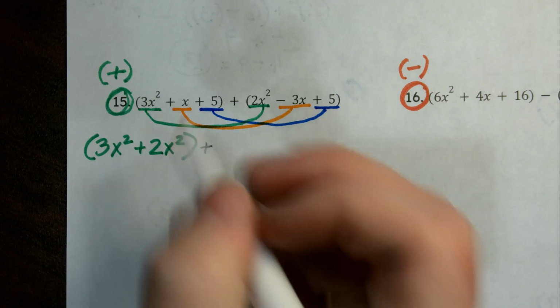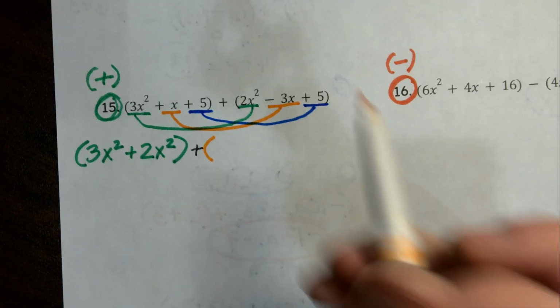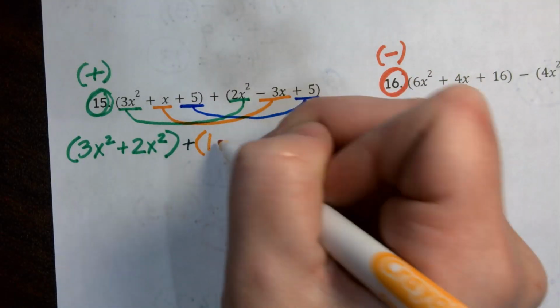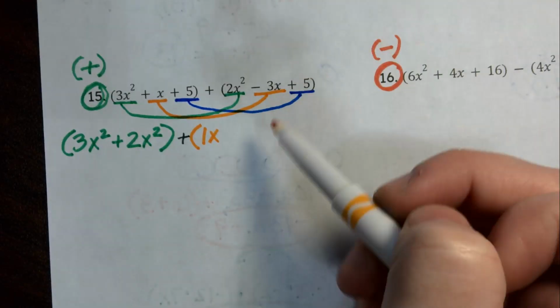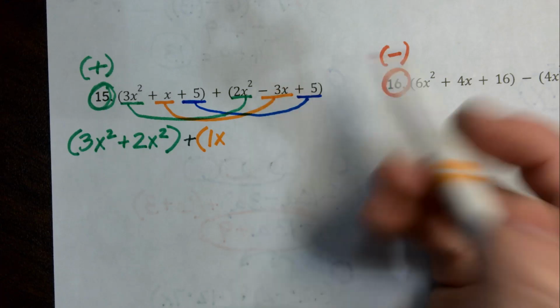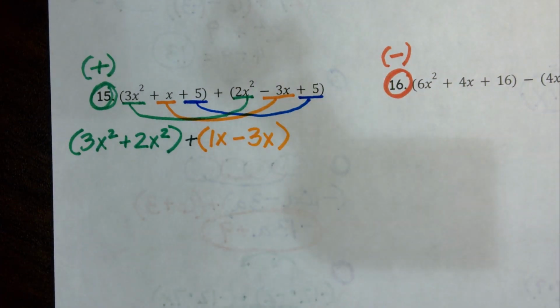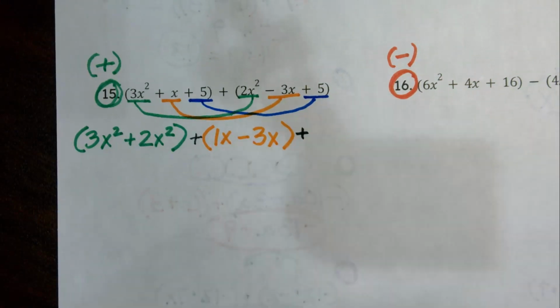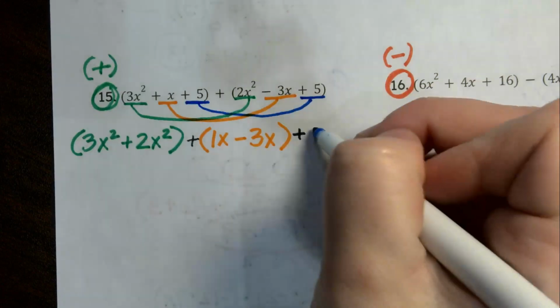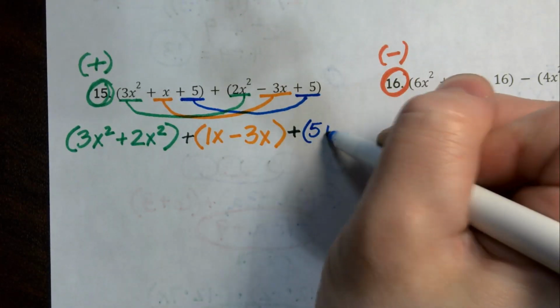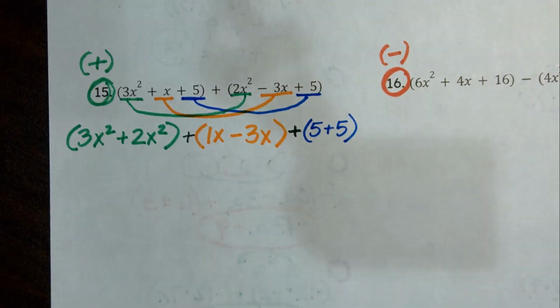Next set of terms. I've got x, or we could write 1x. Then what? Minus 3x. Yes, minus 3x. Okay, last but not least, what are we writing in the third one? 5 plus 5. Wonderful. Does everybody see how we got to this point?